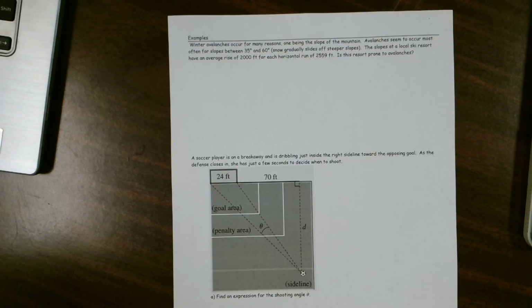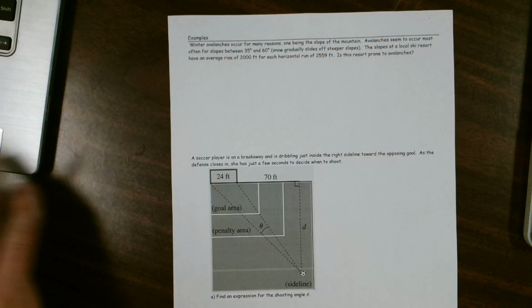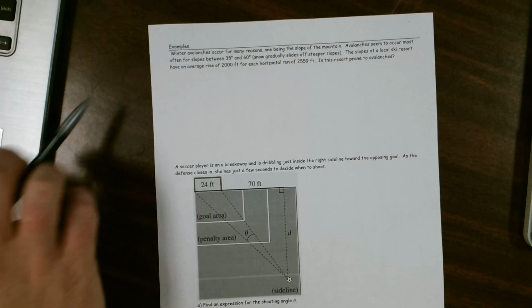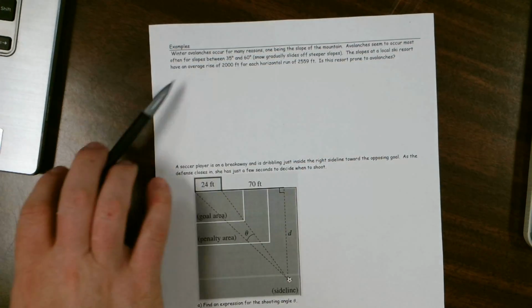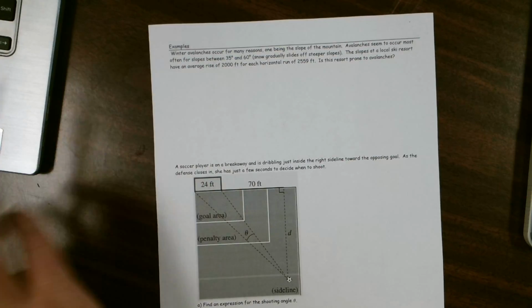Okay, we're on the back now, and the first word problem is talking about winter avalanches and how they occur. One of the reasons is the slope of the mountain. Avalanches seem to occur most often for slopes between 35 and 60 degrees.